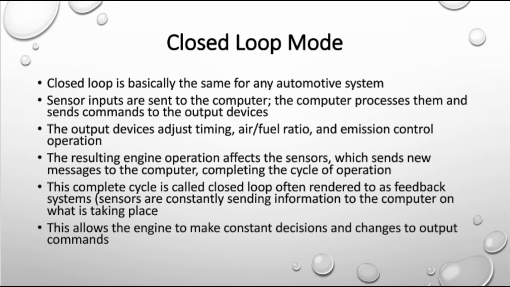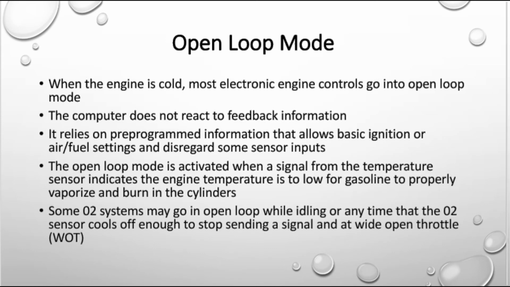The sensors are constantly sending information to the computer on what is taking place. This allows the engine to make constant decisions and changes to the output commands. Open loop mode. When the engine is cold, most electronic engine controls go into open loop mode. The computer does not react to feedback information. It relies on pre-programmed information that allows basic ignition timing, or air-fuel settings, and disregards some sensor inputs.